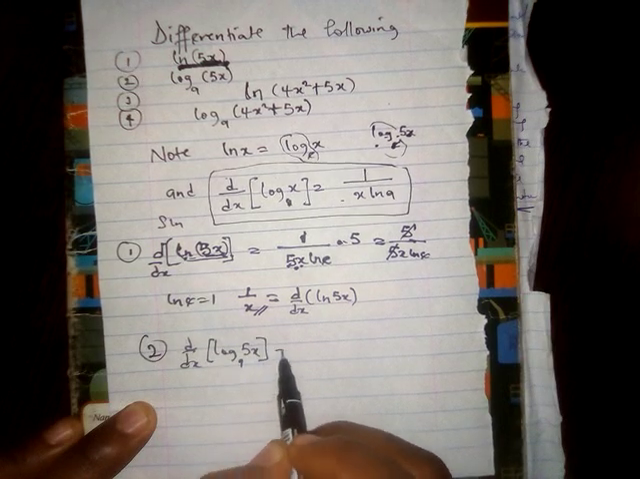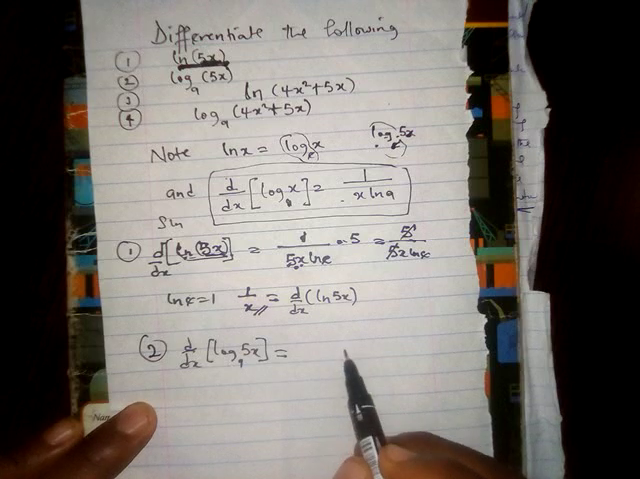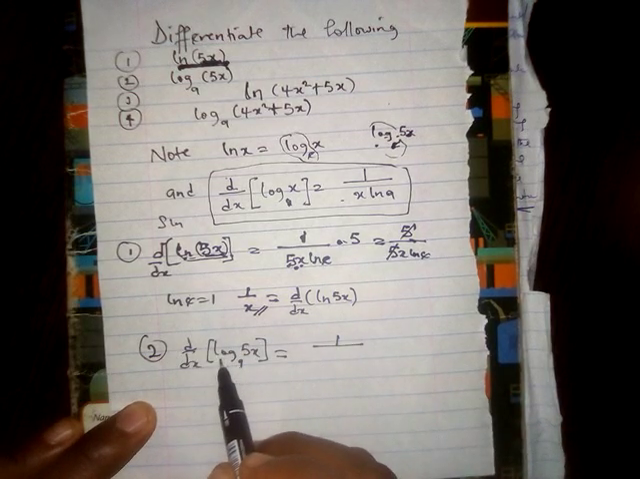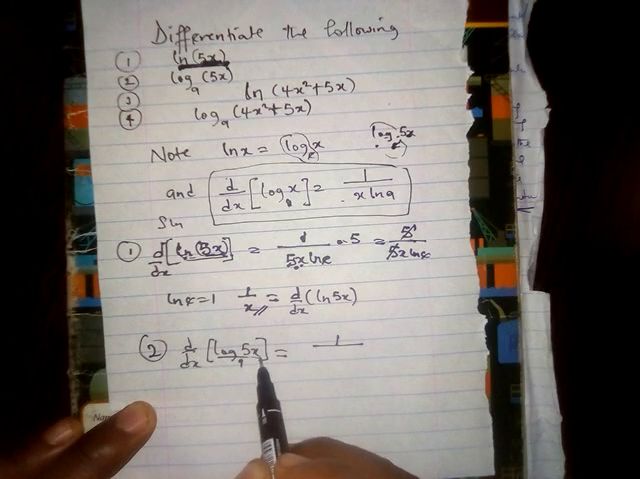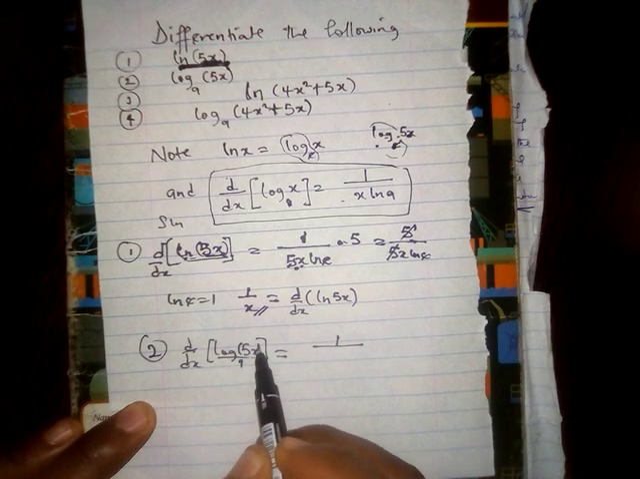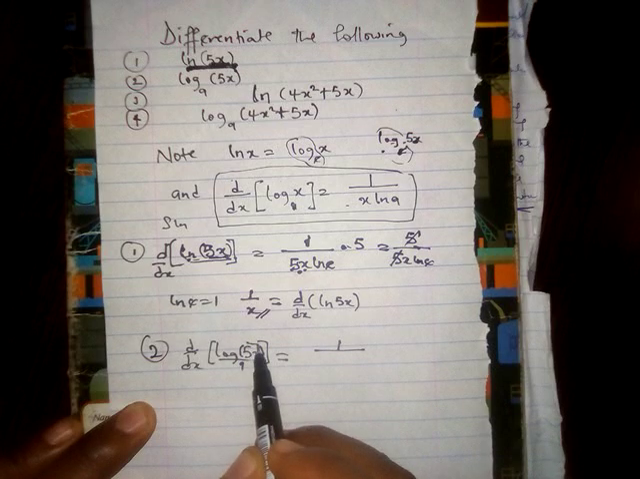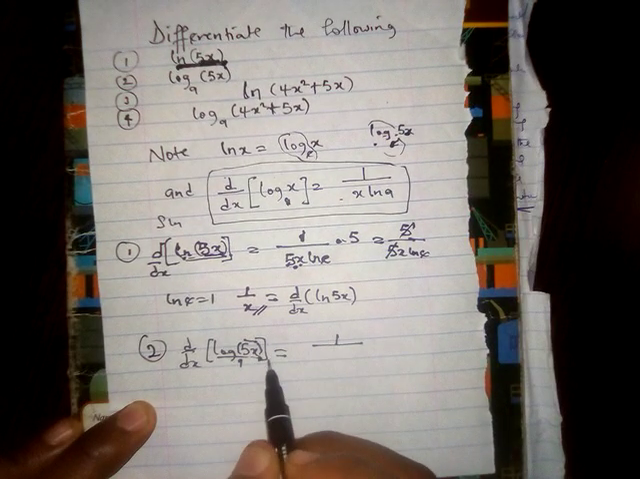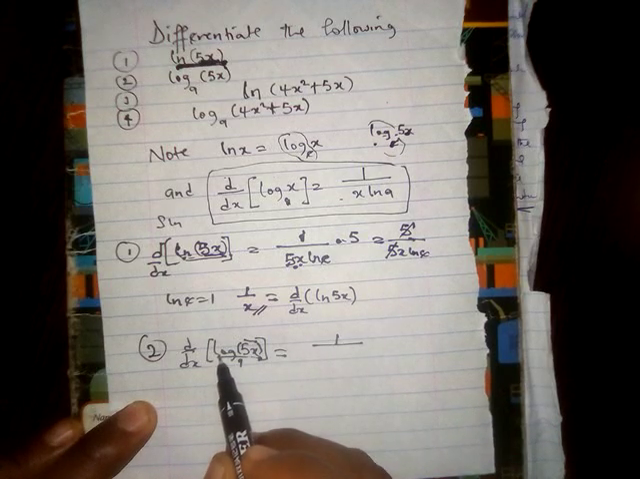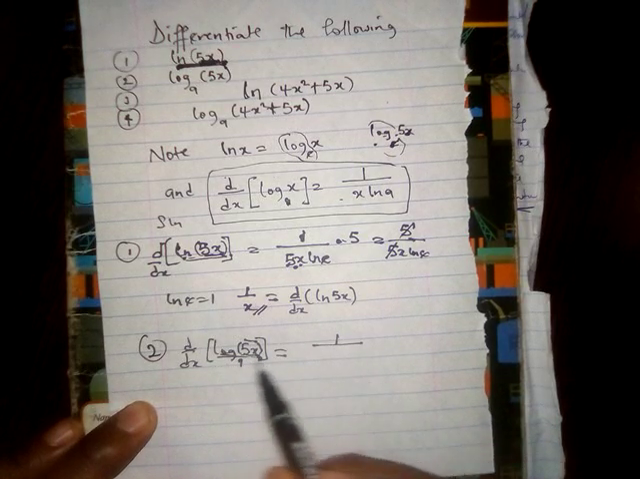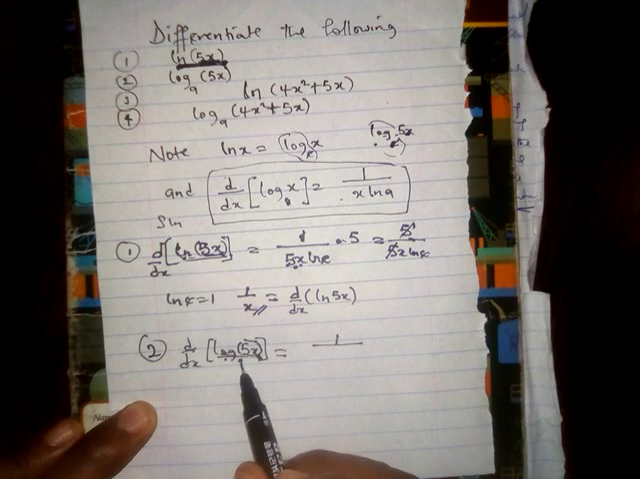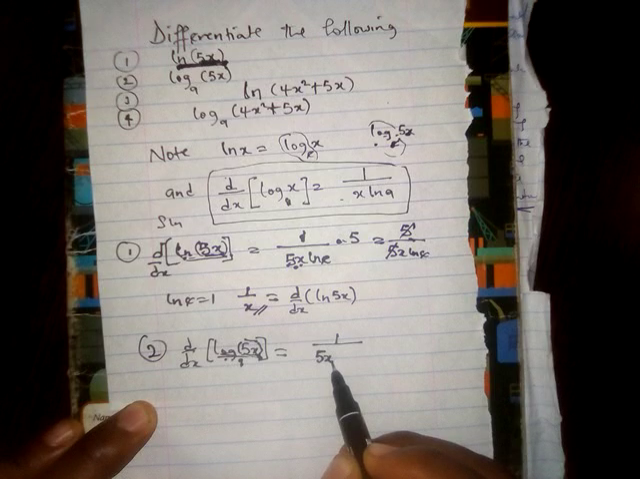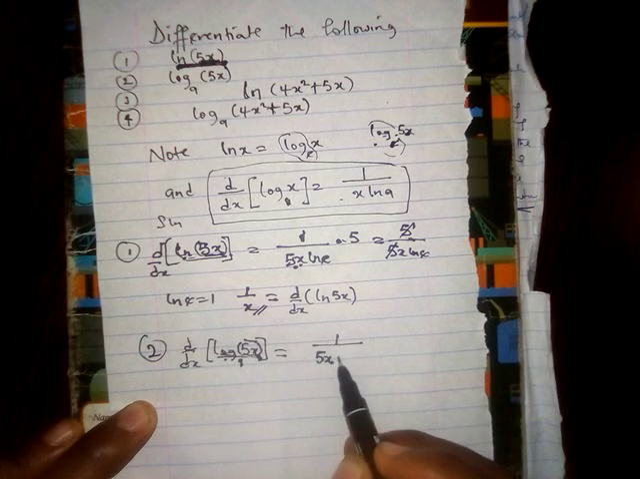Now using our formula there, the outer function here is a logarithmic function, while the inner function is a linear function, 5x. So we are going to differentiate the outer function, which is the logarithm of 5x with base a, and we're going to have this as 1 over 5x, which is the function, times the ln of the base.